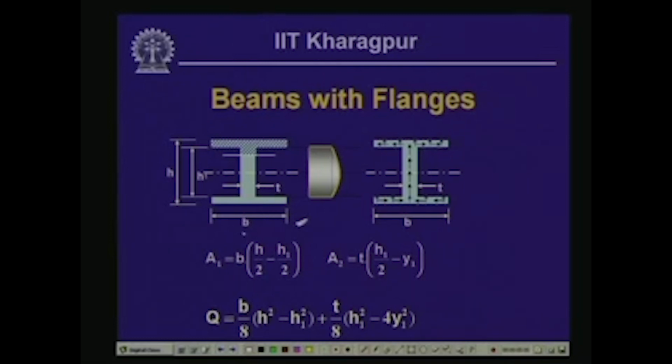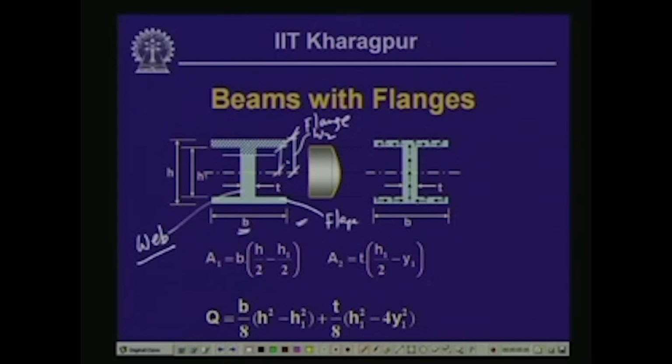The width of this part of the beam we call the flange, and consequently this is also a flange, and the part which connects these two flanges, the vertical one, we call the web. Now, the width of the flange is b, and the thickness is h by 2 minus h1 by 2. This distance is h by 2, and this distance is h1 by 2. So thereby this distance is h by 2 minus h1 by 2.